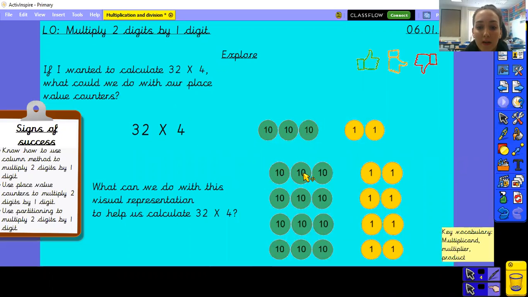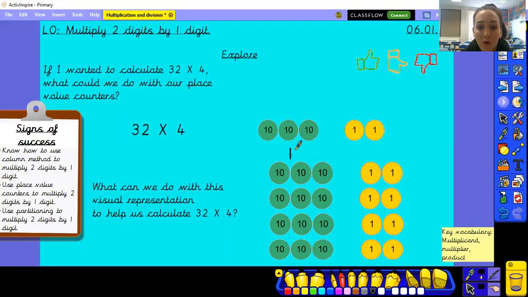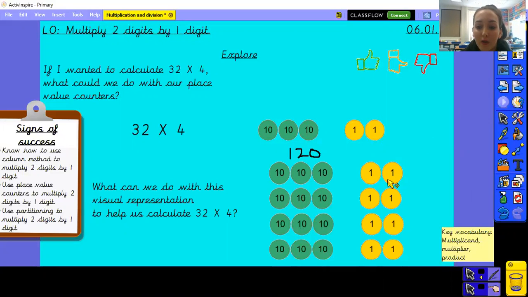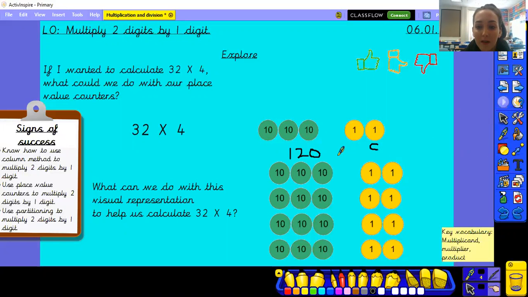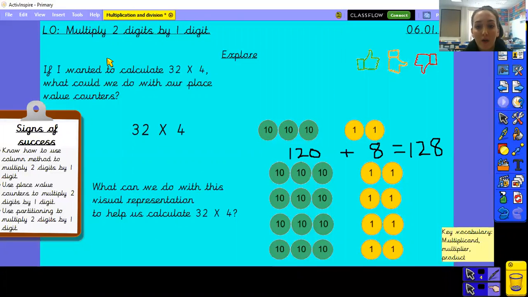So we've got 10, 20, 30, 40, 50, 60, 70, 80, 90, 100, 110 and 120. So here we've got 120. Now let's count our ones. 1, 2, 3, 4, 5, 6, 7 and 8. So what we need to do now is add those two numbers together, which would be 128. So here you can see I've used place value counters to help me calculate this multiplication, which we're going to have a go at in a minute.